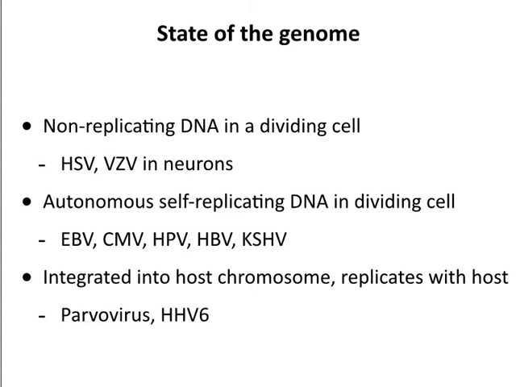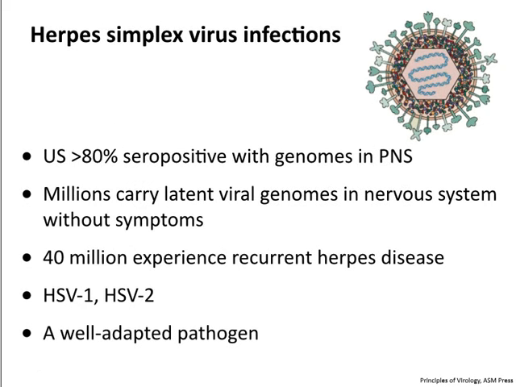And other herpes viruses that we'll talk about, Epstein-Barr, cytomegalovirus, and Kaposi's sarcoma herpes virus, we won't talk about that one, have this feature. Hepatitis B is also present as an episomal DNA in dividing cells. And others integrate into the host chromosome and replicate with the host. And we'll talk about human herpes virus 6, whose genome appears to integrate. It's the only herpes virus that seems to do that. And every time the genome DNA replicates, the viral genome replicates as well. So it's a good way to achieve persistence.